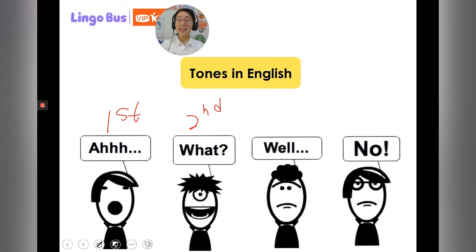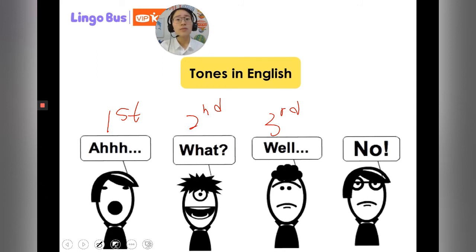It's pretty easy, right? Okay, now your dentist asks you whether you want to get the cavities filled. And you were thinking and hesitating, so you say, well. So when I say well, it's a third tone in Chinese. It's going down and up. Well.